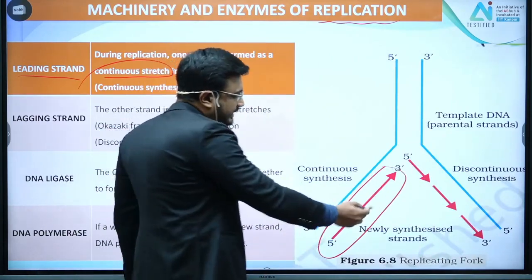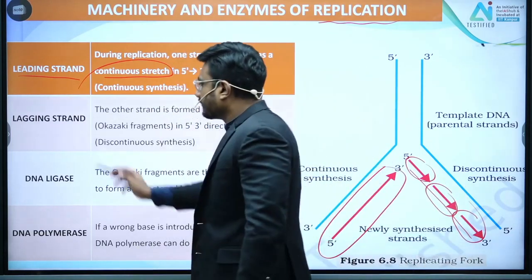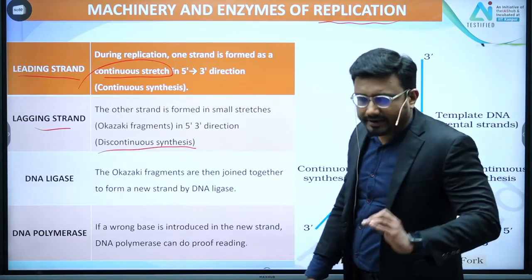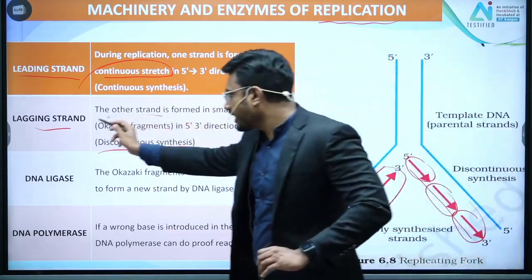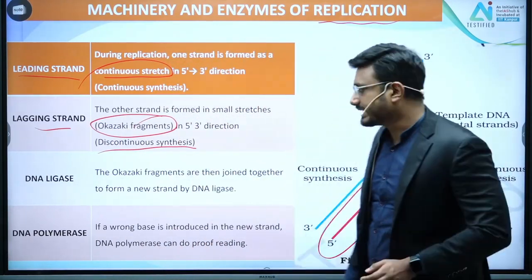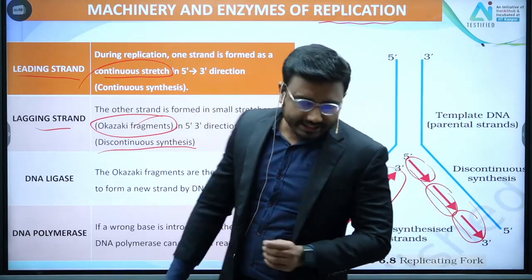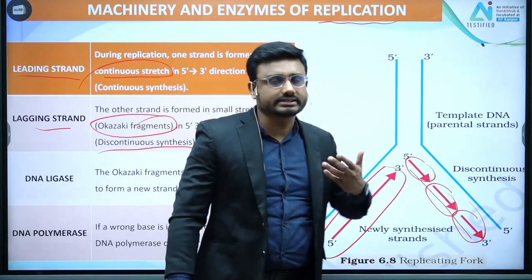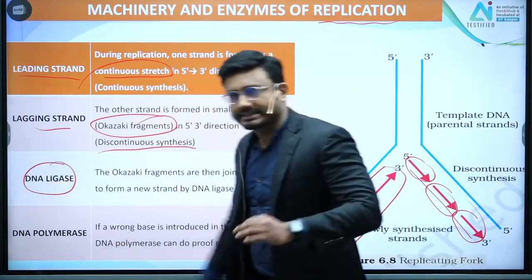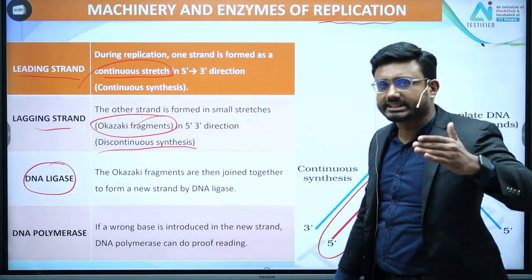The synthesis is happening in the 5' to 3' direction, in a discontinuous manner. So the keyword for the lagging strand is discontinuous synthesis, and the fragments that are produced are known as the Okazaki fragments. So the fragments of DNA that are produced in the lagging strand are known as the Okazaki fragments. The Okazaki fragments now need to be joined to each other. How is that possible? It is possible with the help of the enzyme named DNA ligase.